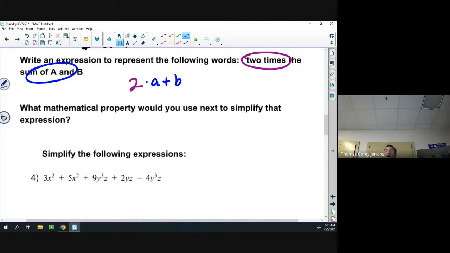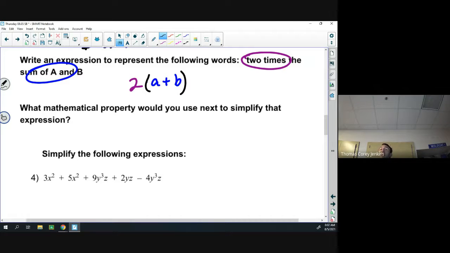Can anybody tell me why that is wrong? Why is that wrong? Yes. Right, so that's just 2 times A. That's just basically, the sum of 2 times A and B, right? So we want the sum of A and B, right? So we need to group them together with parentheses, right? So don't really need that dot there if we have the parentheses.